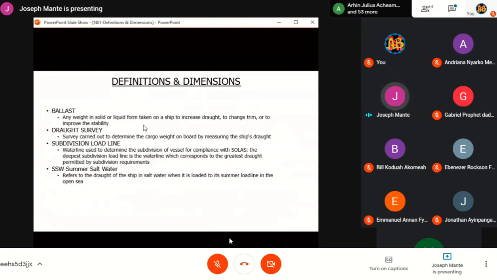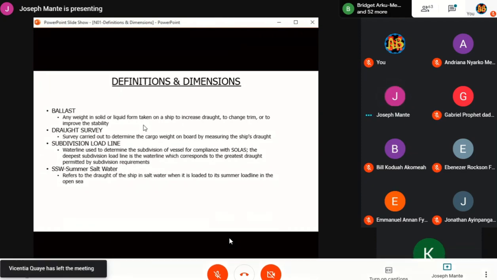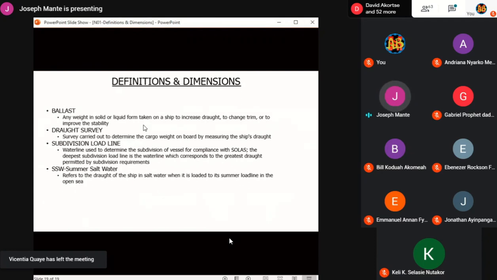So for instance, if your vessel is moving to starboard too much, there are certain degrees in design, and if your vessel passes that degree, you might capsize. So when you realize it's going too much, you have to pump water to the other side so that you can bring it back to its equilibrium, so that it doesn't capsize. That is how you can do ballast work. So we are saying that ballast is any weight in solid or liquid form taken on a ship to increase draft, to change strength, or to improve stability. For instance, if your vessel is too high and you want it to calm down, you already knew the draft, you can put in more weight, whether solid or liquid, just to bring the vessel down.